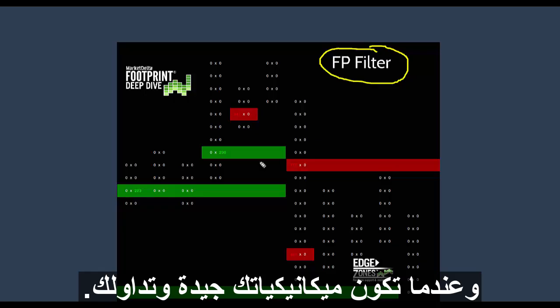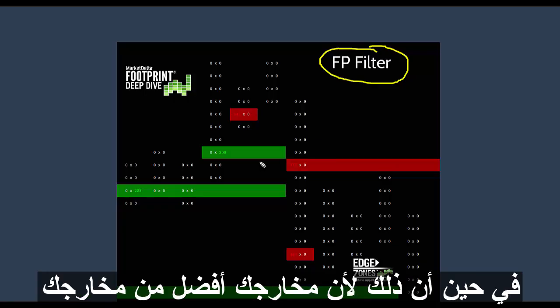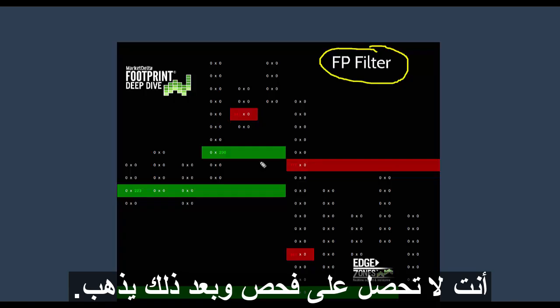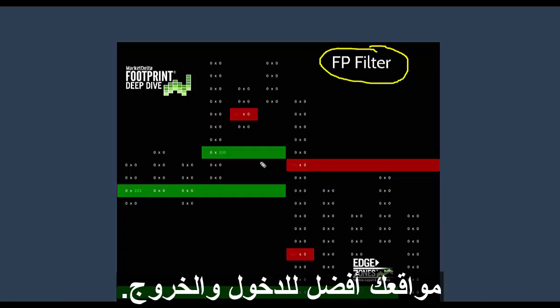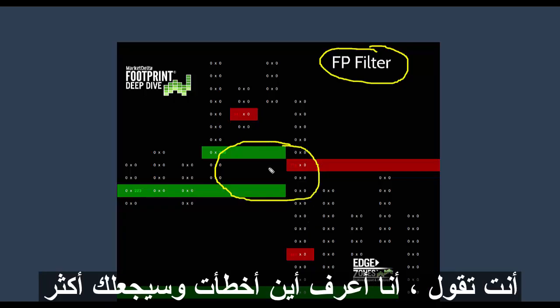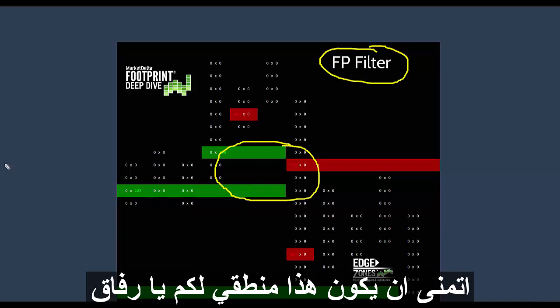And when your mechanics are good and you're trading well, it's because your exits are better than even your entries. You're not getting shook out and then it goes. Your locations are better for both getting in and getting out. So these levels are going to help you say, I know where I'm wrong at. And it's going to get you more comfortable getting in. Hopefully that makes sense to you guys.